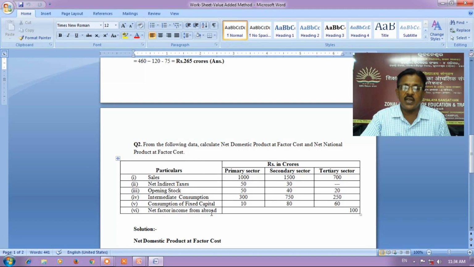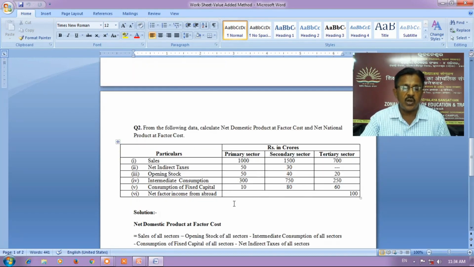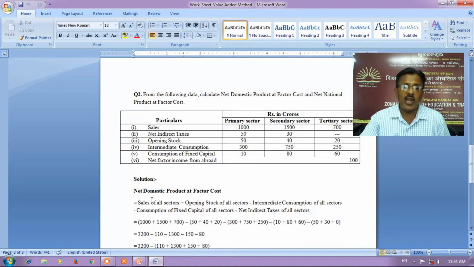So the particulars are given, and in the economy there are 3 sectors. So primary sector, secondary sector and tertiary sector. The data of all these 3 sectors are given in rupees crore. So what is the question here? Find out net domestic product at factor cost and net national product at factor cost. So NDP at factor cost.